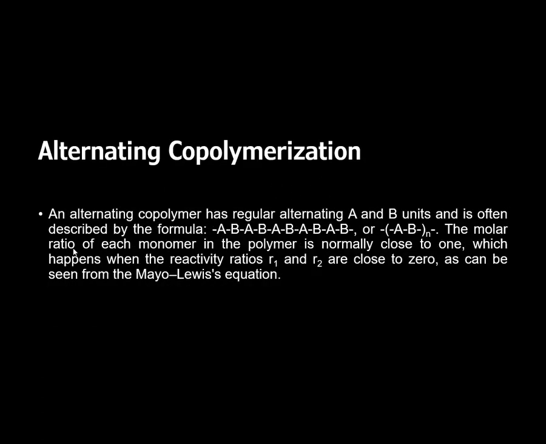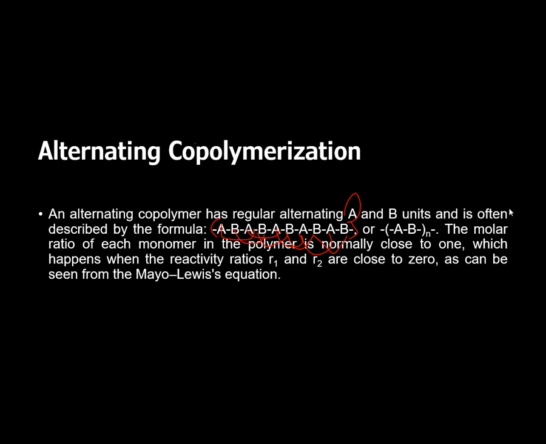Alternating copolymerization. An alternating copolymer has regular alternating A and B units and is often described by the formula AB, AB, AB, AB. Alternating in the sense that it is not irregular. As you can see, A, then B, then again A, and B, A, B are just alternating, where A and B are monomers. These kinds of polymers are known to be alternating copolymers, as their monomers are alternating.